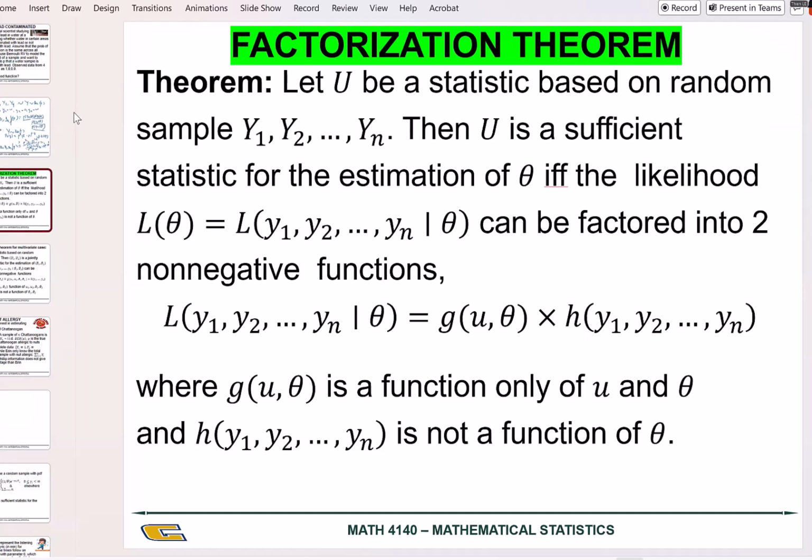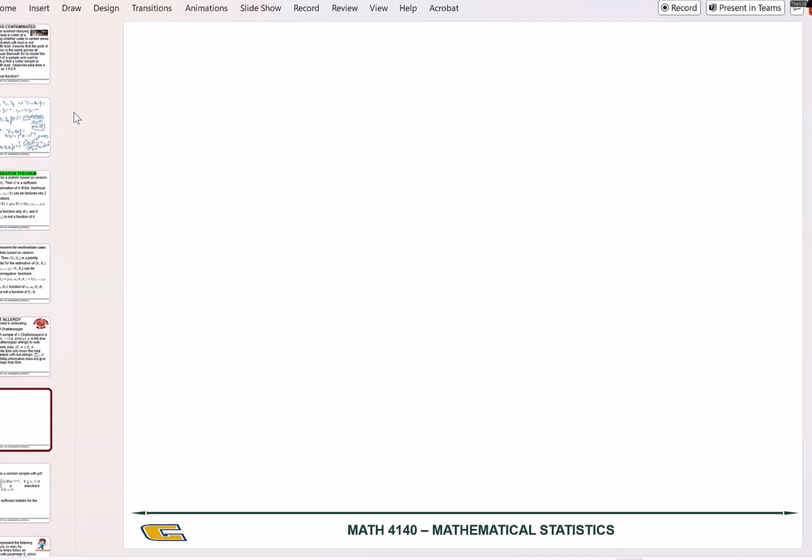The goal here is to show a sufficient statistic, and we can apply this very powerful tool. We should be able to factor the likelihood function L into g of u and theta, times something which does not depend on theta. So first things first, we need to write out the likelihood function.